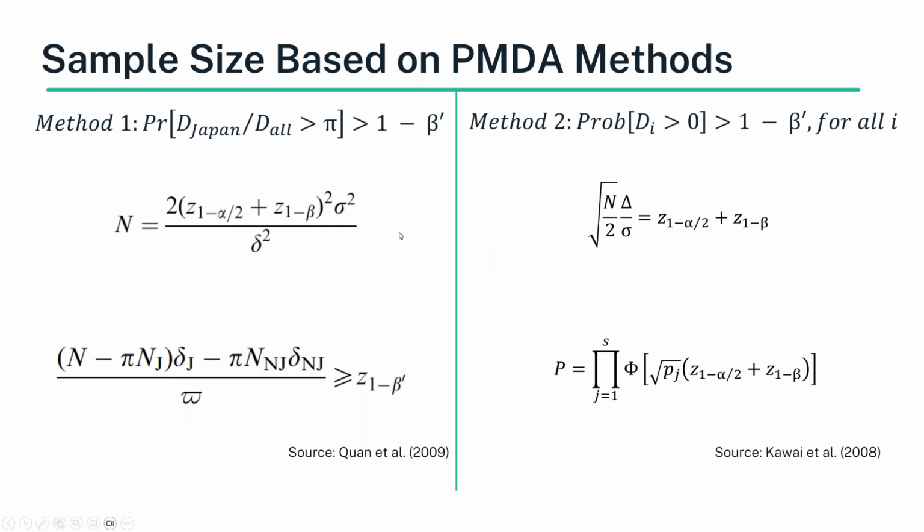In method one, this version of method one is based on a paper by Kwan et al. from 2009. You can see that the overall sample size calculation is pretty standard. It doesn't depend on any consistency definition. It's just the effect size, the significance level, and the power. And the same is true in the overall sample size calculation for method two, based on this paper by Kwan et al. from 2008.